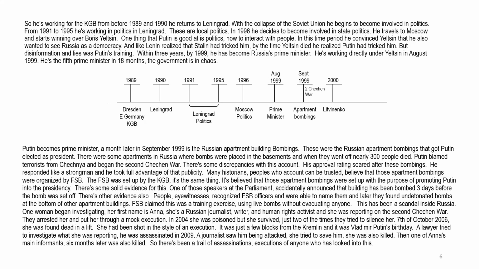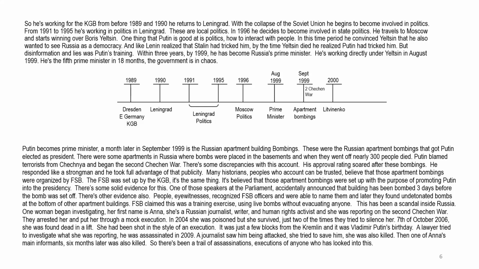Okay, should we carry on? Putin becomes prime minister a month later in September 1999. It's the Russian apartment building bombings. These were the Russian apartment bombings that got Putin elected as president. There were some apartments in Russia where bombs were placed in the basement, and when they went off, nearly 300 people died. Putin blamed terrorists from Chechnya and began the Second Chechen War.